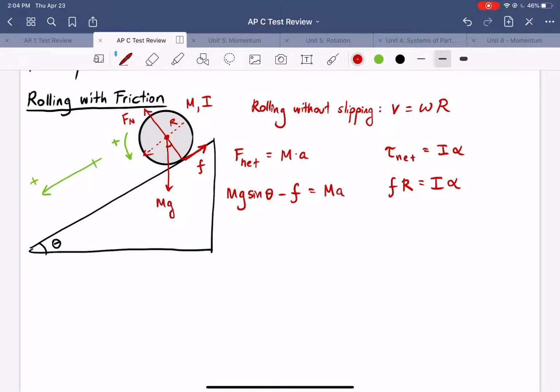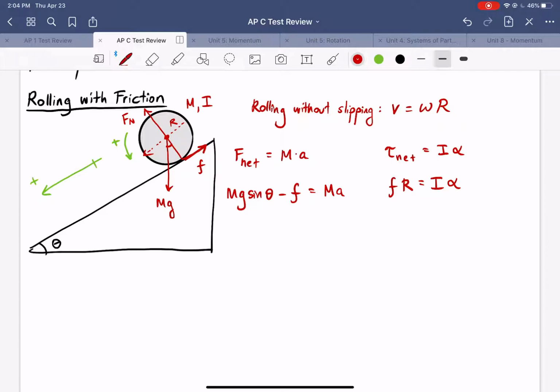All right, so to couple these two equations, we need one more thing, and that's the relationship between a and alpha. We actually get that relationship from the rolling without slipping condition. So v and omega are both going to be functions of time.